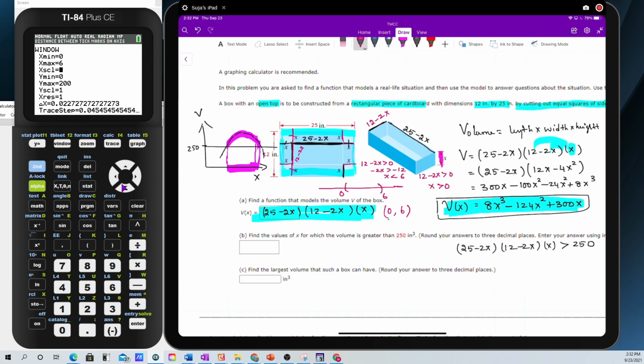Now, scale doesn't matter. Y minimum, I'll keep it 0 because I'm looking at a box and I don't want to worry about what is going to happen on my negative side. And then this one, I'm going to put a number, probably we'll start with 10. Why don't we start with 10 and see what happens?